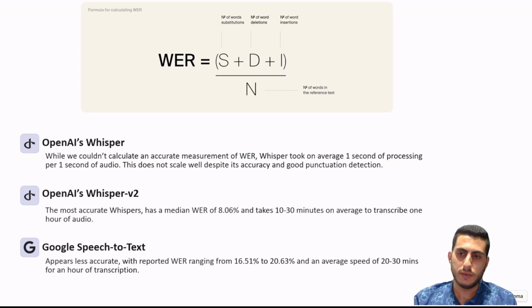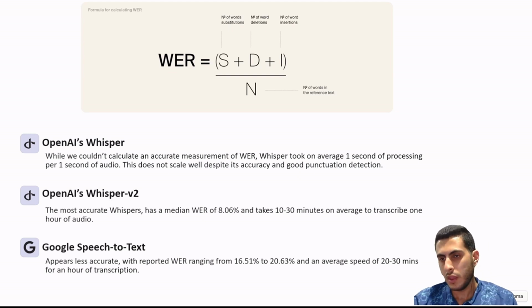Now, as far as the metric used for performance measurement, the most common metric used to assess transcription quality in this industry is the word error rate. Word error rate takes into account the number of word substitutions plus the number of word deletions plus the number of word insertions. All of these are added up together and divided by the number of words in the reference text.